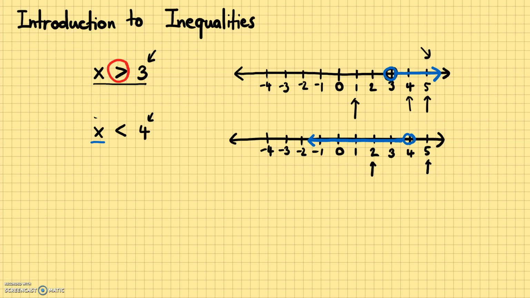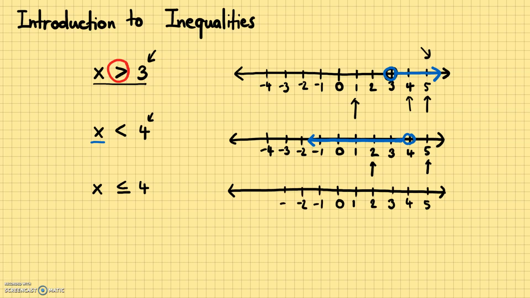Now, another case is where we have equal to. So let's say that instead of x is less than 4, we have less than or equal to 4. How would you graph this one? You will graph this exactly the same way, except for one little difference. So you will circle at the 4, and then you'll still draw the arrow this way, because it's less than, but you will color in that circle.